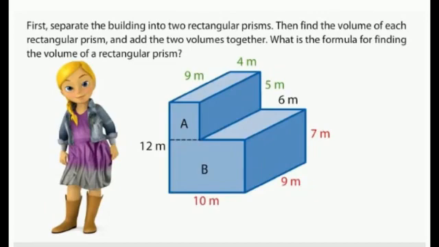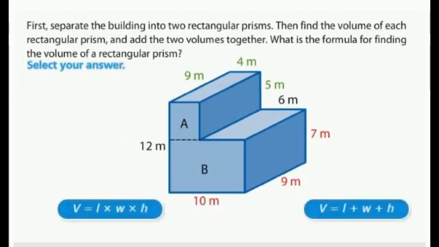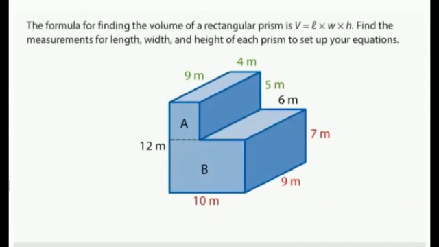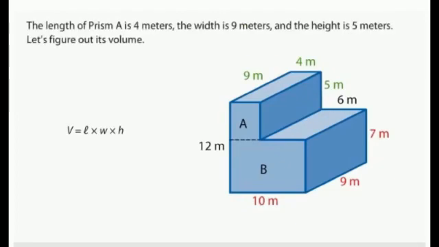What is the formula for finding the volume of a rectangular prism? Select your answer. The formula for finding the volume of a rectangular prism is volume equals length times width times height. Find the measurements for length, width, and height of each prism to set up your equations. The length of prism A is 4 meters, the width is 9 meters, and the height is 5 meters.